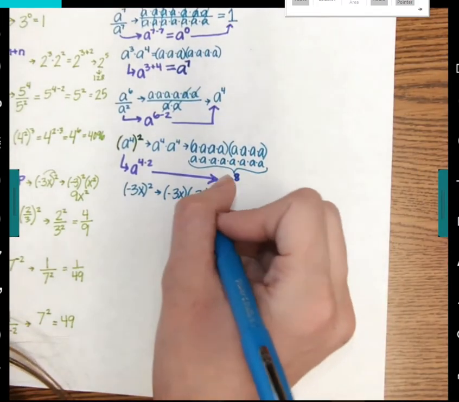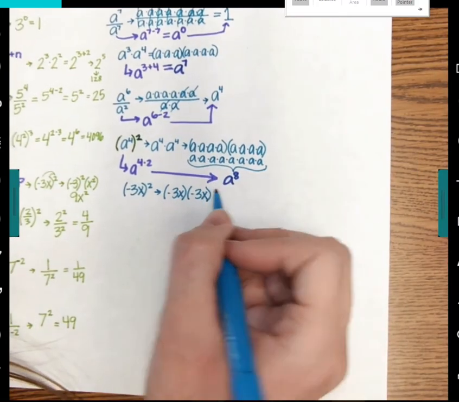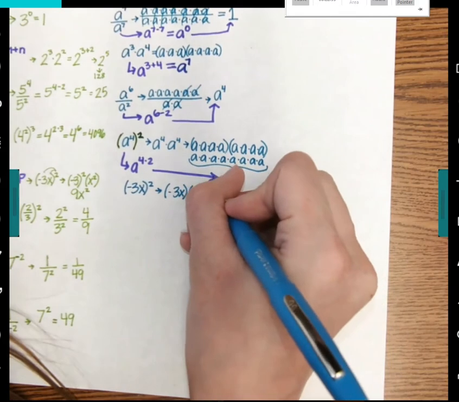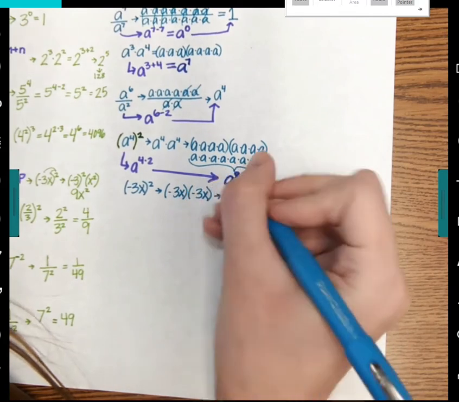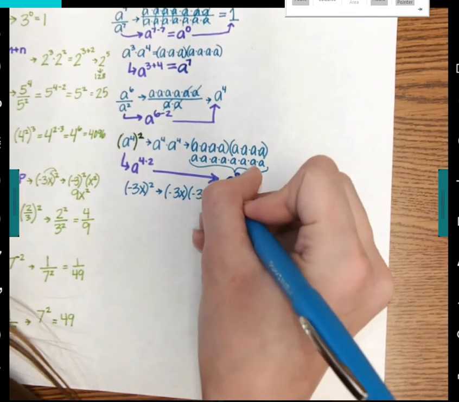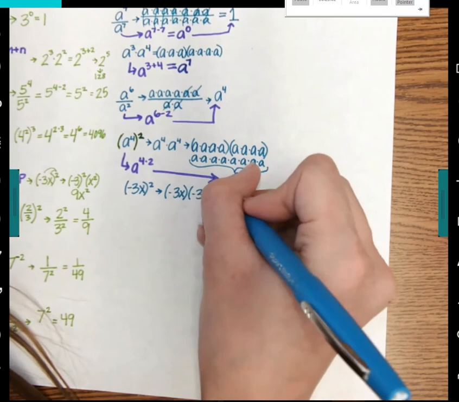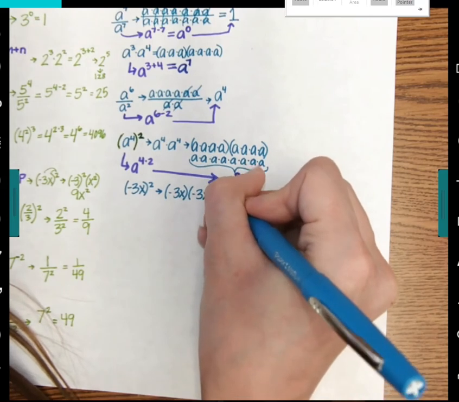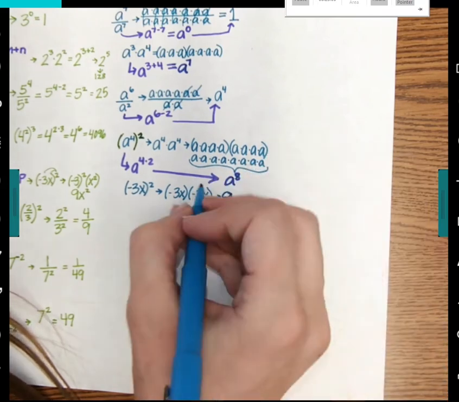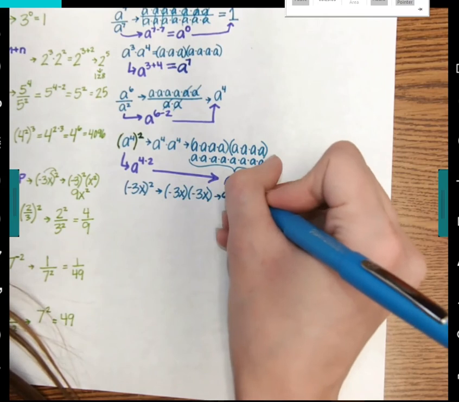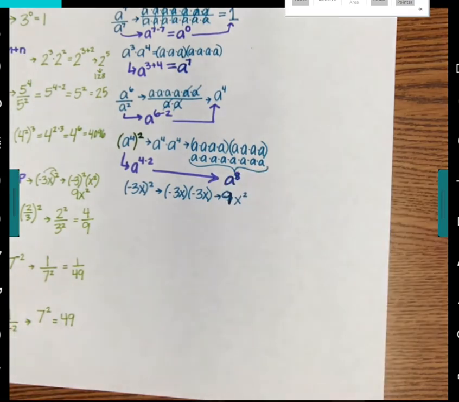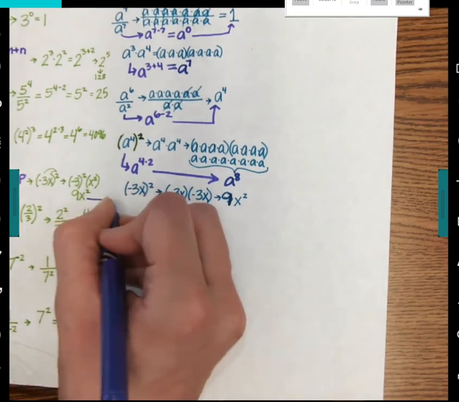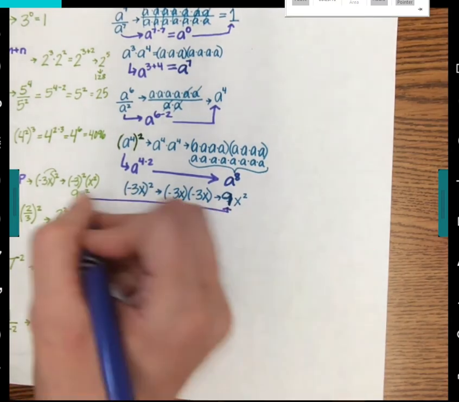Okay, and so then once we'd have this, then we would go ahead and combine our negative, well, actually I'll just combine it all together in one step. So negative 3 times negative 3, which would be positive 9, and then x times x, which would be x squared. Which is the same thing that we did here.